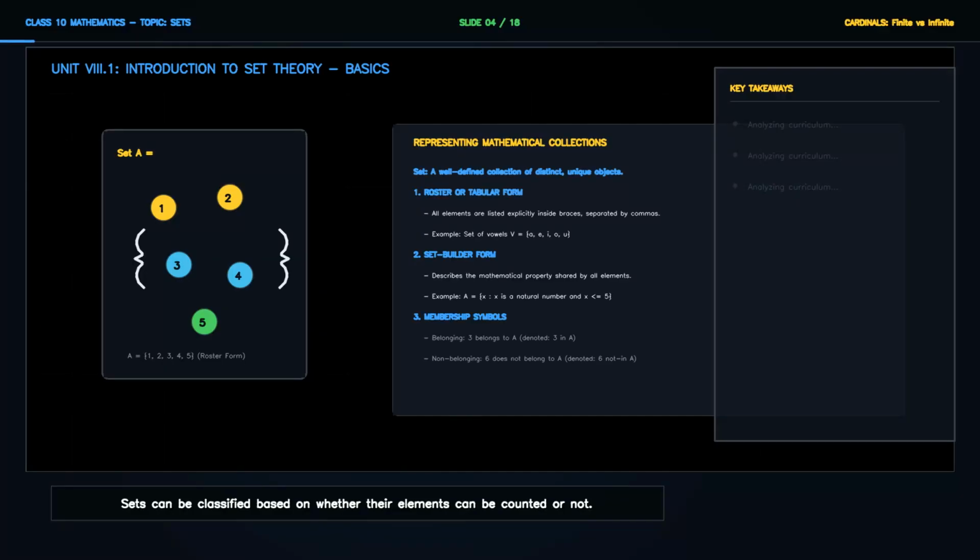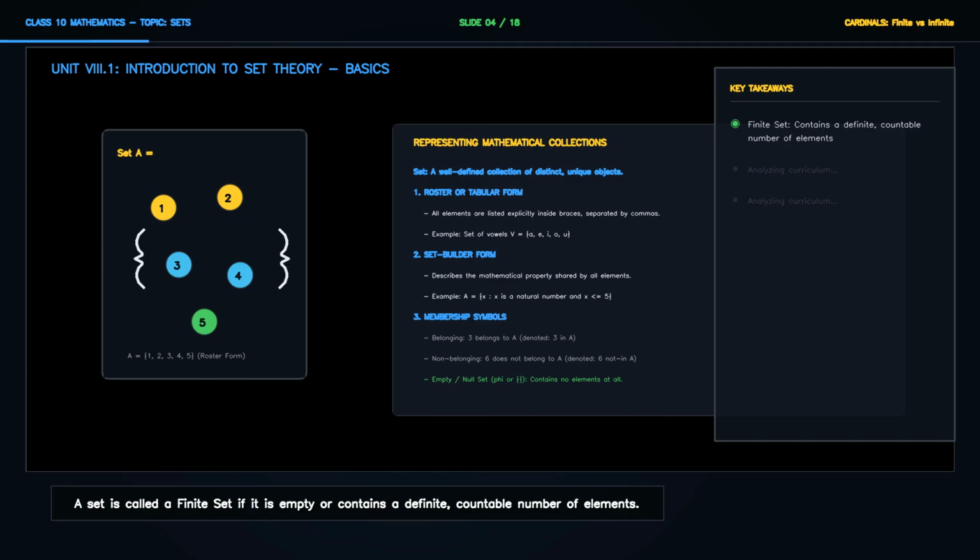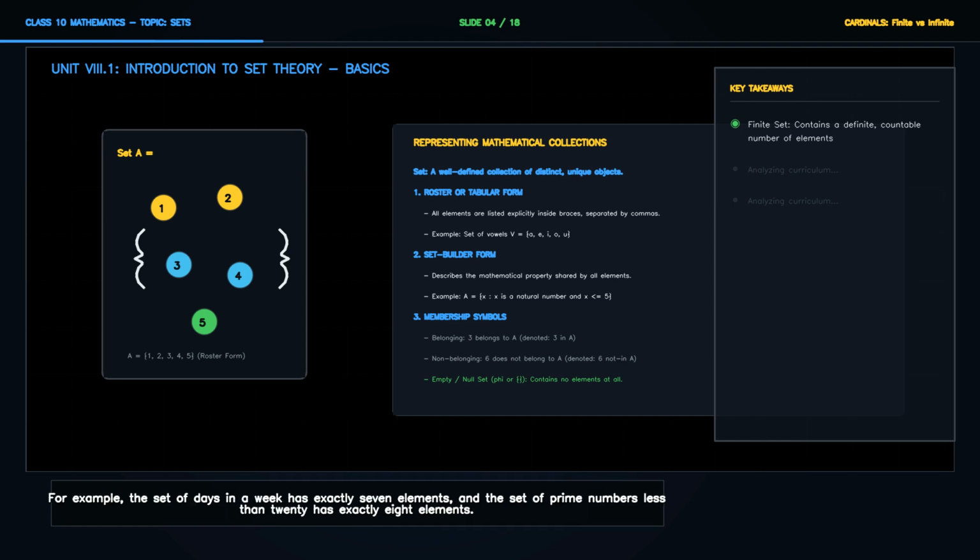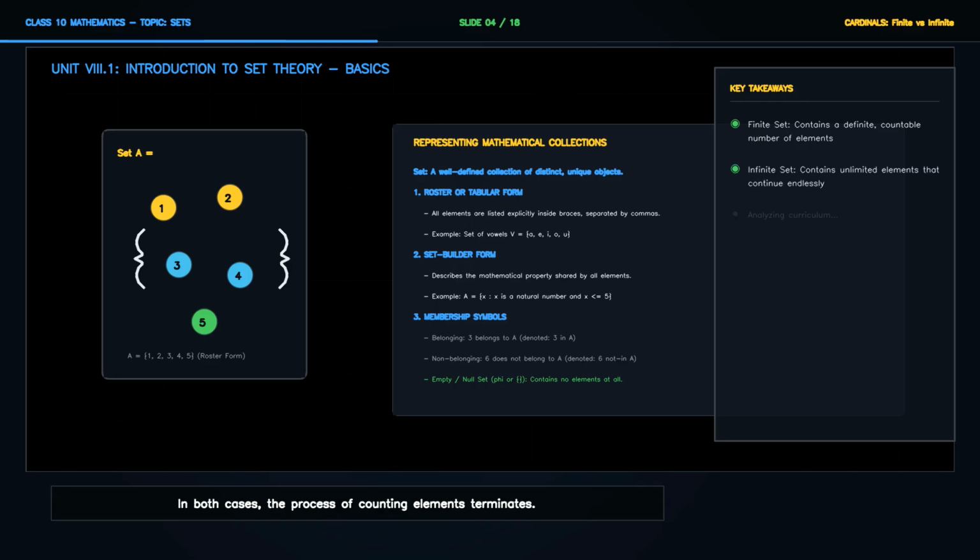Sets can be classified based on whether their elements can be counted or not. A set is called a finite set if it is empty or contains a definite, countable number of elements. For example, the set of days in a week has exactly 7 elements, and the set of prime numbers less than 20 has exactly 8 elements. In both cases, the process of counting elements terminates.